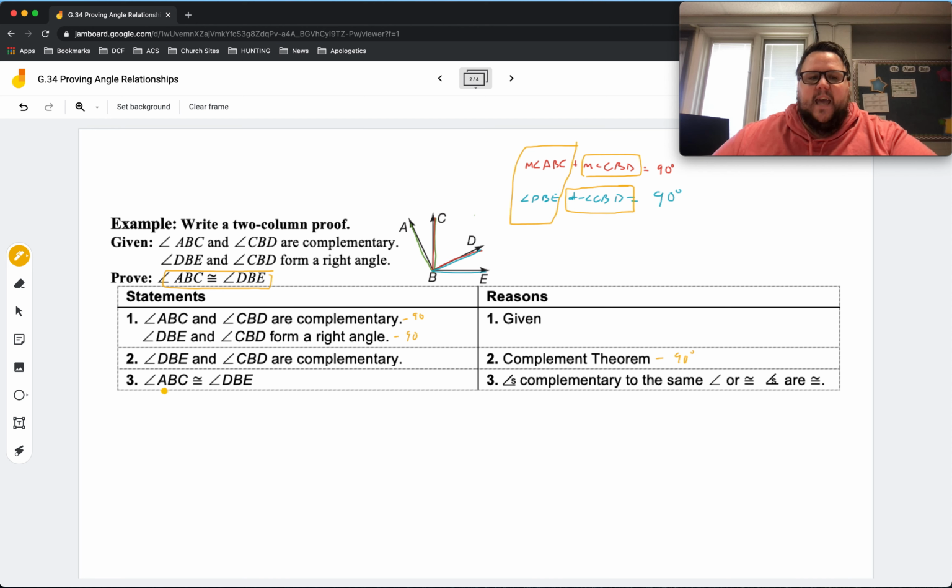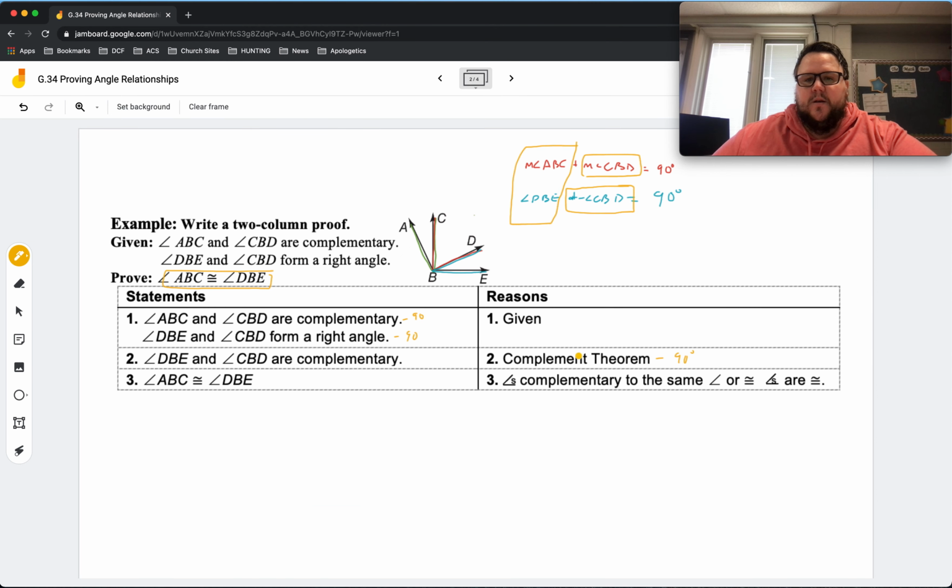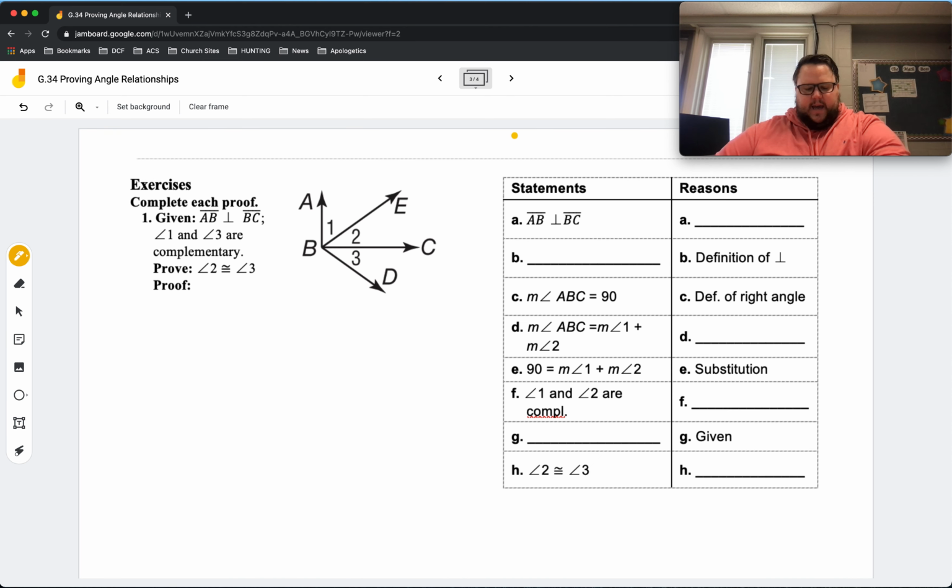Now we can say angle ABC is congruent to angle DBE. Why? Because when we go back here, angles complementary to the same angle or to congruent angles are congruent. And that's it. So let's go ahead and do a couple examples together.